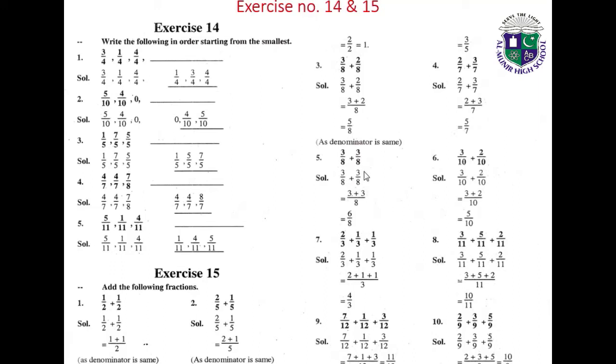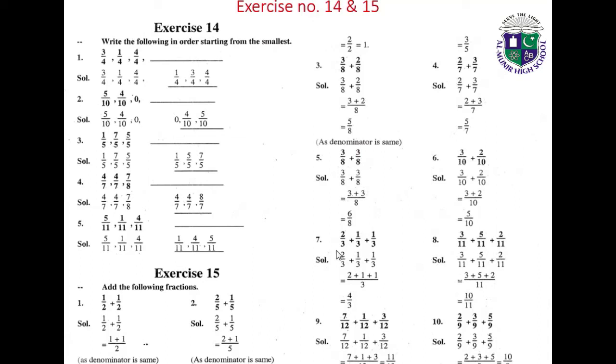3 over 8 plus 3 over 8. The denominator 8 is the same, 8 is common. 3 plus 3 is 6, 6 over 8. 2 3s are 6, 2 4s are 8, so 3 over 4 is your answer. Next, 3 over 10 plus 2 over 10, 10 is common. 3 plus 2 is 5, 5 over 10, or 1 over 2. 5 1s are 5, 5 2s are 10, so 1 over 2 is your answer.